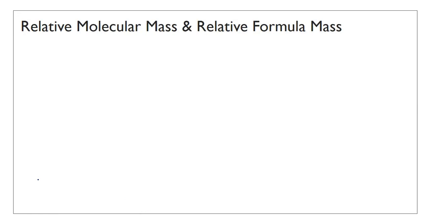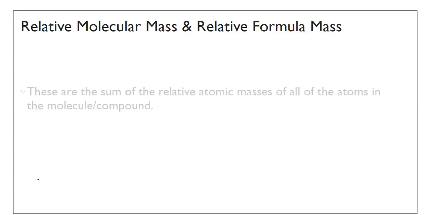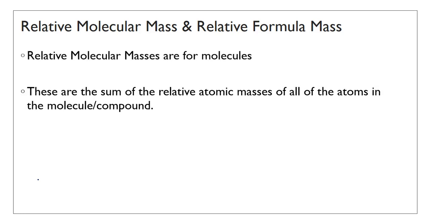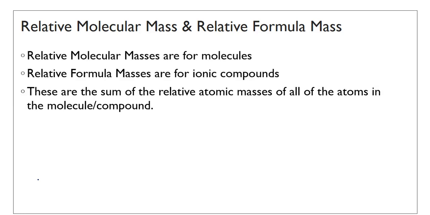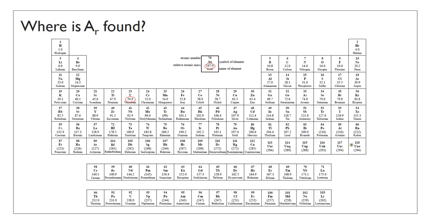All right, last concept, not last concept for today, last concept for this video. Very easy: relative molecular mass and relative formula mass. Anyway, I'm not sure what's going on with the animation there. But relative molecular mass is essentially for molecules, whereas the formula mass is for ionic compounds, but they mean the same thing. These are essentially the sum of all of the relative atomic masses of all of the atoms in the molecule or compound. And you're going to get the relative atomic mass from the periodic table. So you need to use the periodic table to get the individual relative atomic mass.